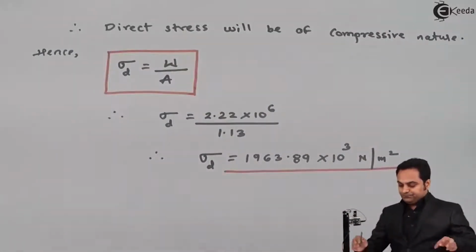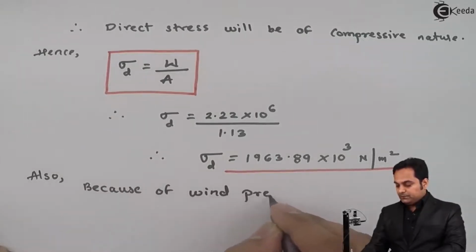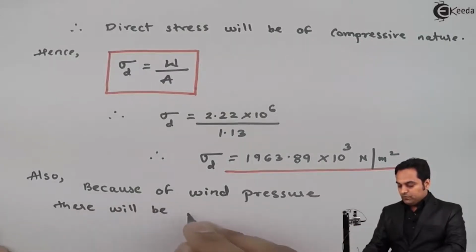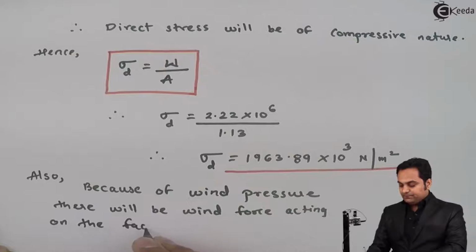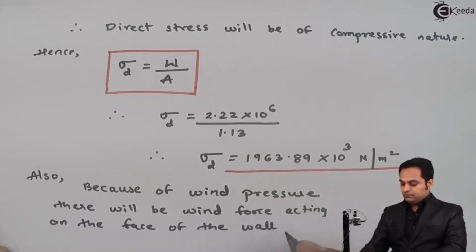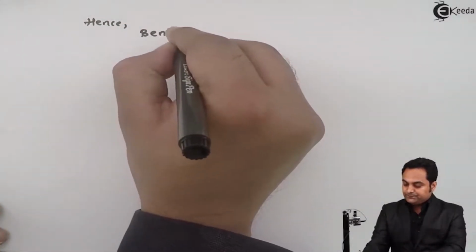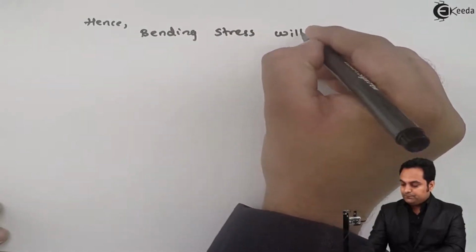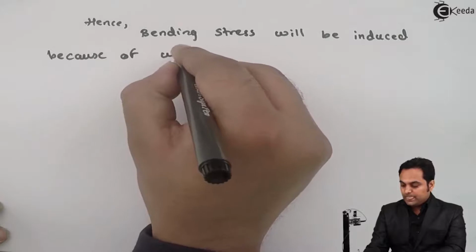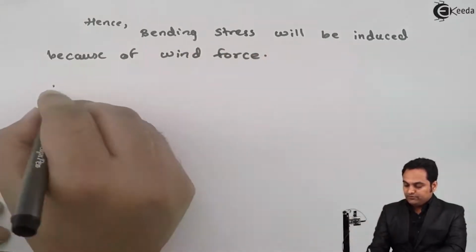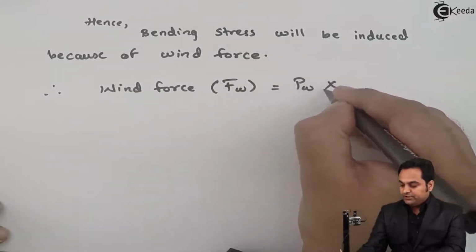So here I'll say that also because of wind pressure there will be wind force acting on the face of the wall, and hence bending stress will be induced because of wind force. So therefore wind force F suffix W is equal to wind pressure into the projected area.